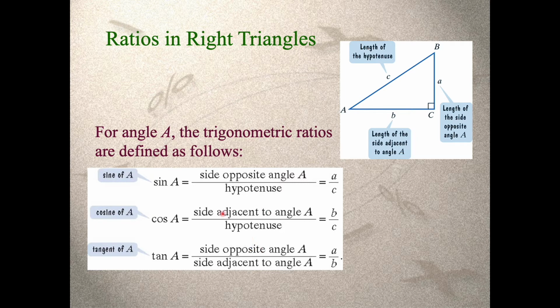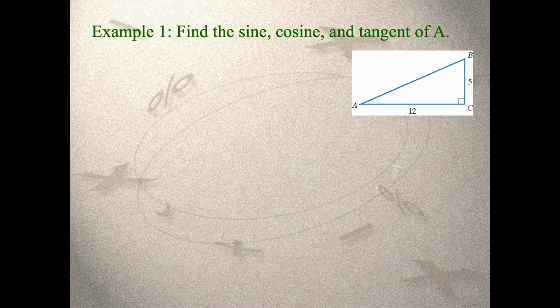And then the tangent of A, which we'll abbreviate as TAN, is the side opposite angle A, which is that little a, over the adjacent side to angle A, so little b. So we have a fraction of A over B for that. Notice that sine and cosine both have a denominator of the hypotenuse, but the tangent uses the two legs of the right triangle, A over B.